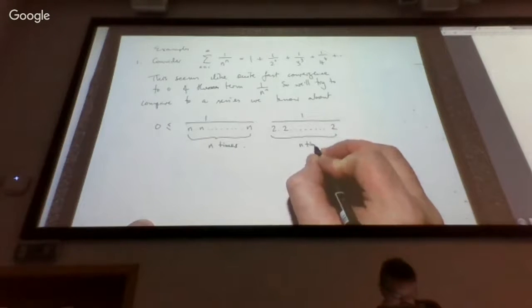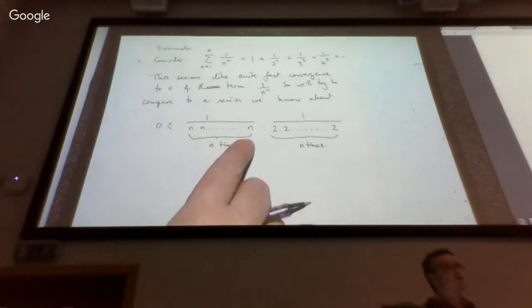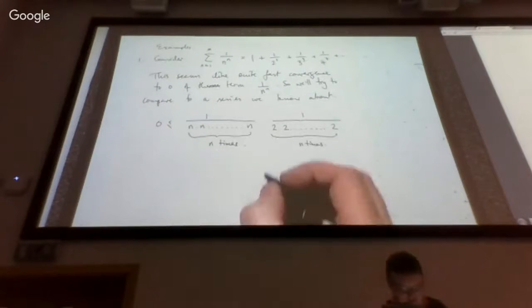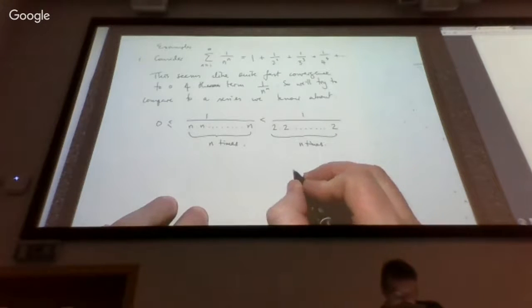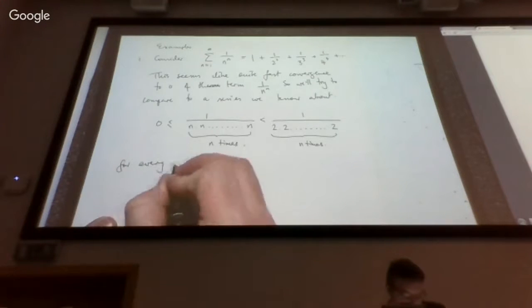n copies, as long as n is bigger than 2, I'll have made the denominator smaller. And if you make the denominator smaller, you make the fraction larger. So this will be strictly less than. And this will hold for every n strictly bigger than 2.